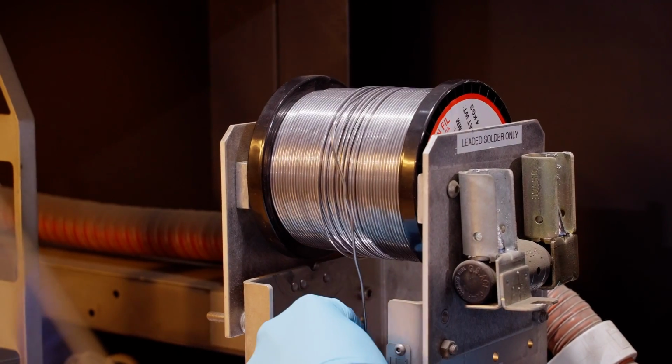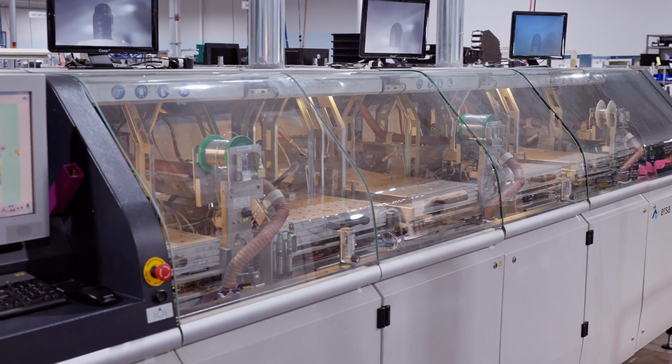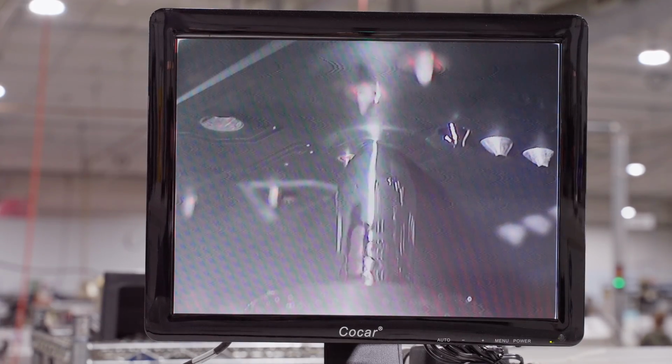Wire solder without flux comes in 8 pound spools. We feed the wires into our selective soldering machine and spray the flux onto the boards.